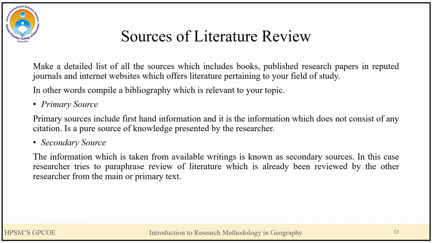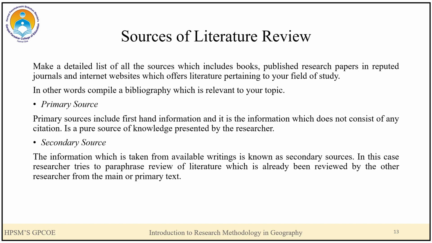Sources of literature review. Make a detailed list of all the sources, which includes books, published research papers in reputed journals and internet websites which offer literature pertaining to your field of study. In other words, compile a bibliography which is relevant to your topic. So there are basically two sources, primary sources and secondary sources. Primary sources include first-hand information, and it is the information which does not consist any citation as such. It is a pure source of knowledge presented by the researcher.